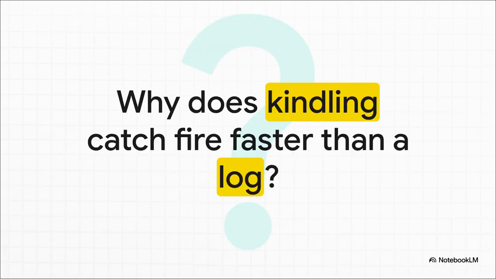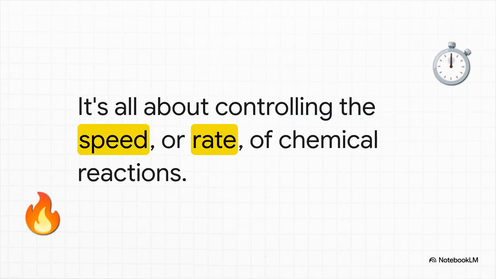Okay, let's start with a campfire. We've all been there. You can get kindling going with just one match, right? But try that on a big, solid log, and nothing happens. So what gives? The answer to that simple question is actually a core principle of chemistry, and we're going to break it all down. See, what you're really doing when you build a fire or bake that cake is you're controlling the rate of a chemical reaction.